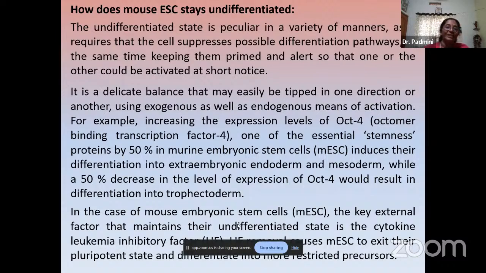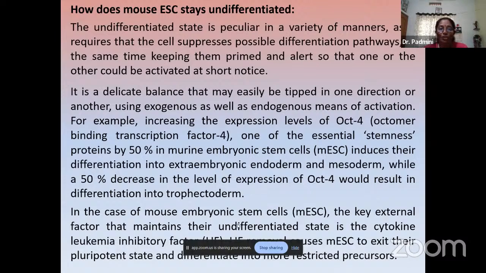This undifferentiated state is peculiar in a variety of manners, as they require cell suppressors for the possible differentiation pathways. There are some biochemical pathways wherein one cell is going to be differentiated into different types, but there are repressors or suppressors that will suppress the cell from differentiating further. That's what is called cell suppressors. At the same time it keeps them primed and alert, so that one or the other should not be activated at short notice. It's a delicate balance that may easily be tipped in one direction or the other.